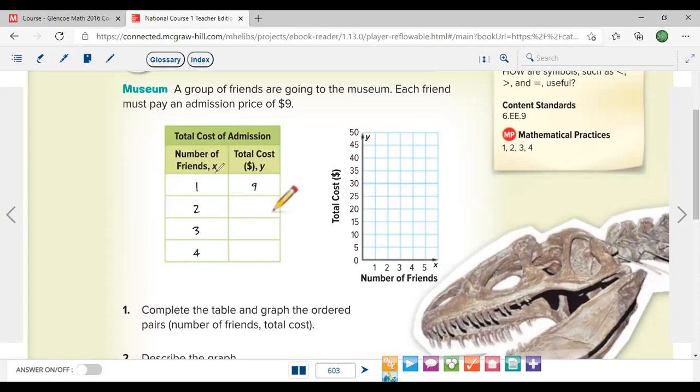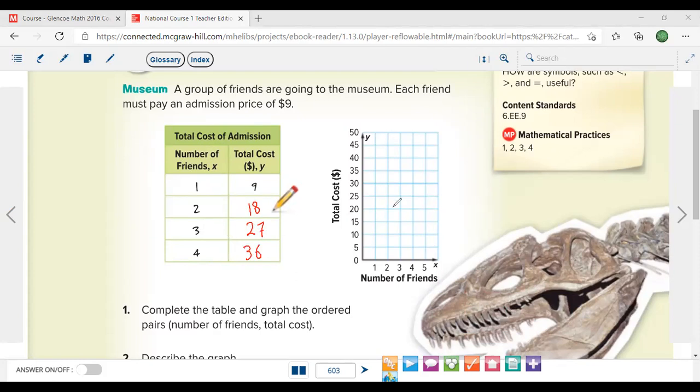Number of friends X could be 1, 2, 3, or 4. If it's one friend, for sure, he will pay $9. Two friends will be 2 times 9, which is $18. Three friends, 3 times 9, which is $27. Four friends, 4 times 9 will give you $36.